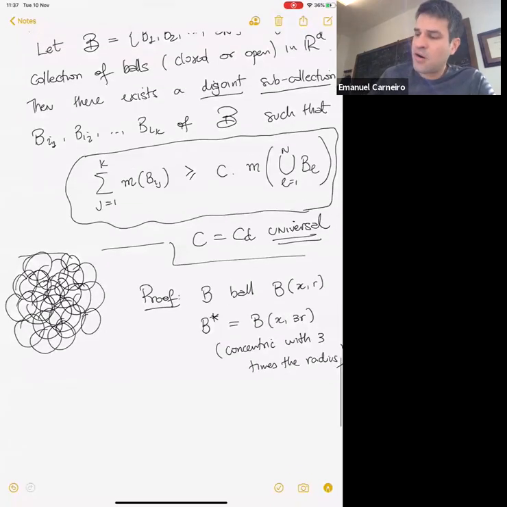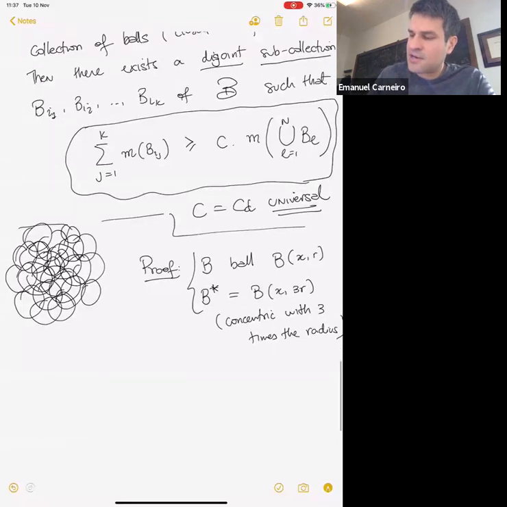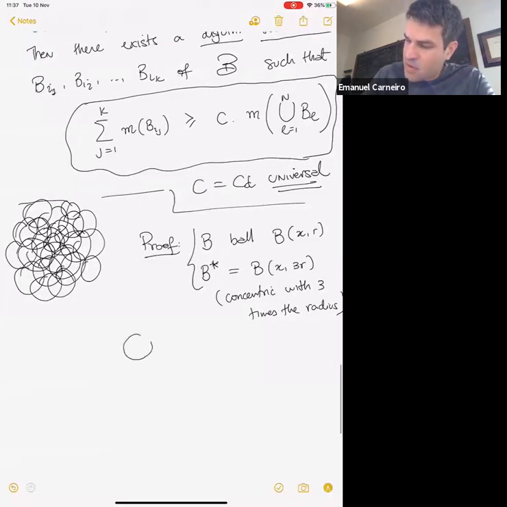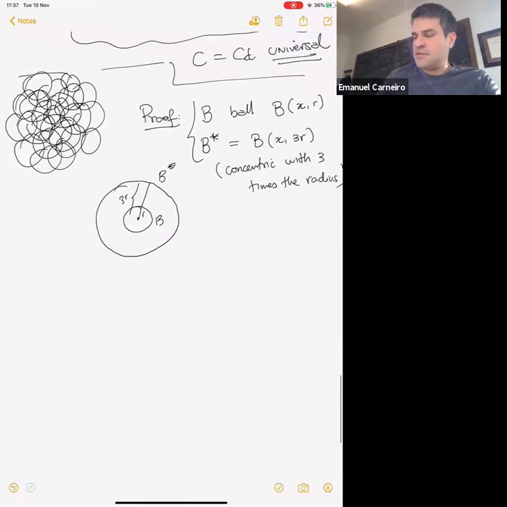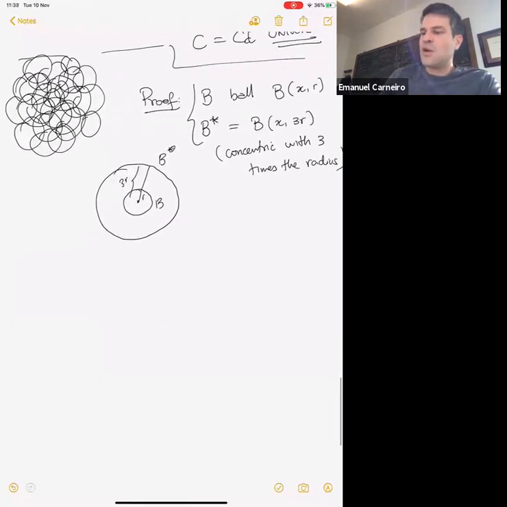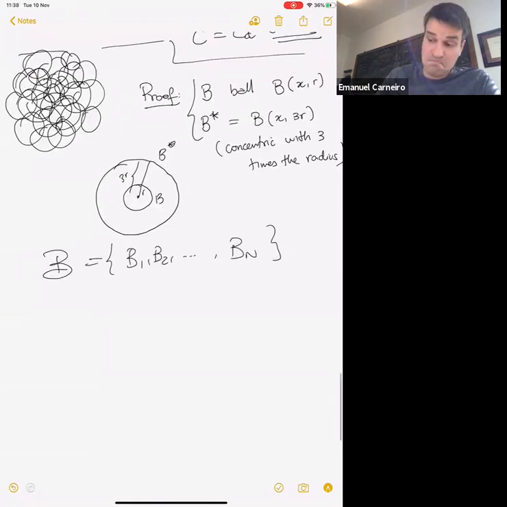So if B is a ball, B star is going to be the ball with the same center and radius 3 times the radius of the original ball. This is R, this is supposed to be 3R. Okay, so you start with your collection, a big collection of balls, B1, B2, up to Bn, but it's finite.